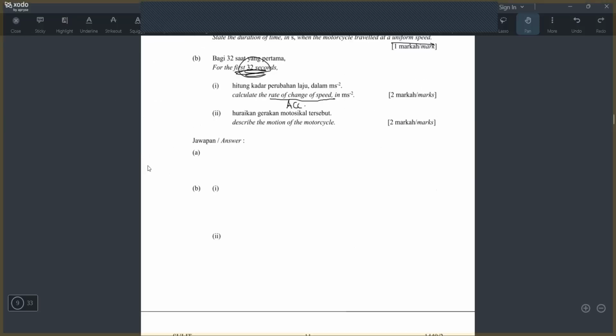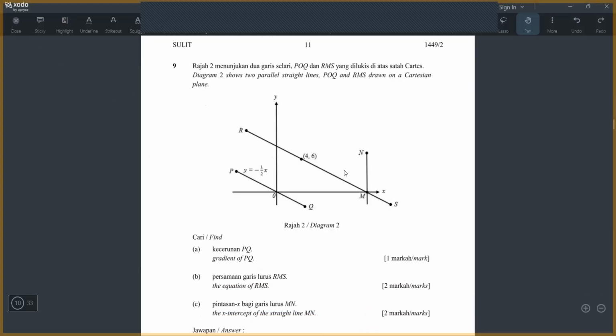Okay, this is question number 8. So 18, nya pecutan untuk tempo. Yeah, good enough. Okay, so this is the answer. Okay, sudah siap.